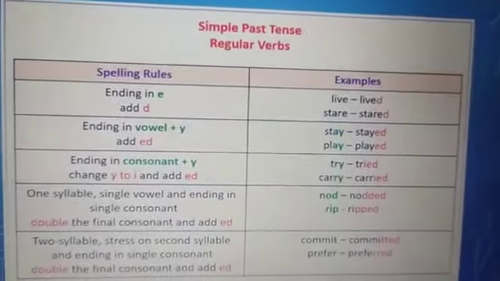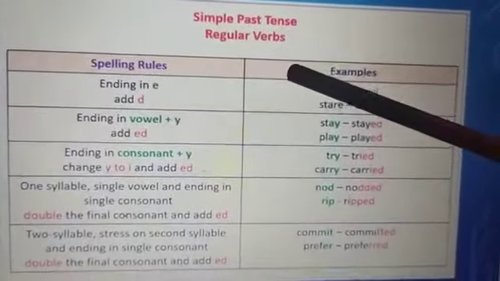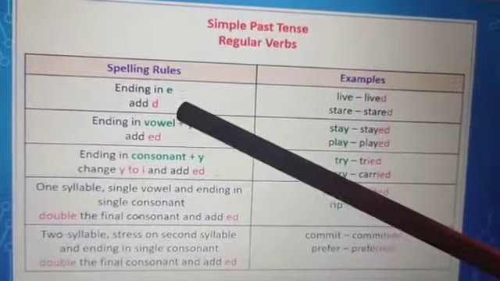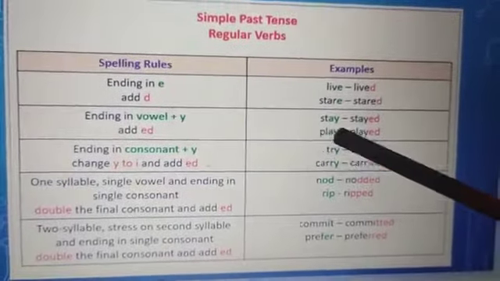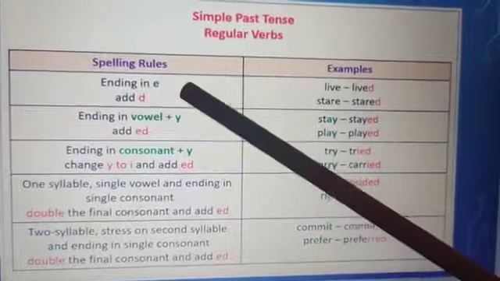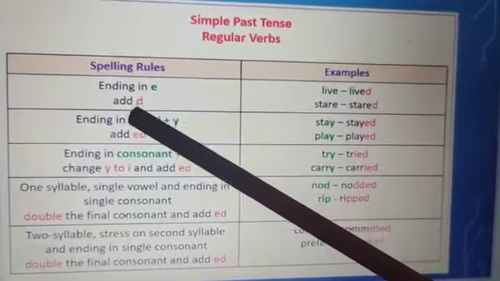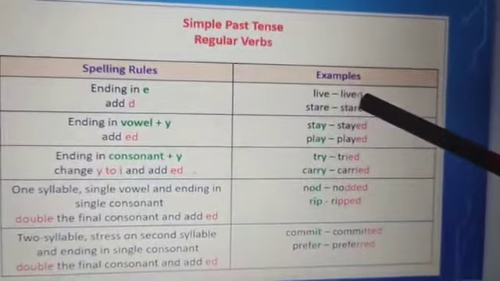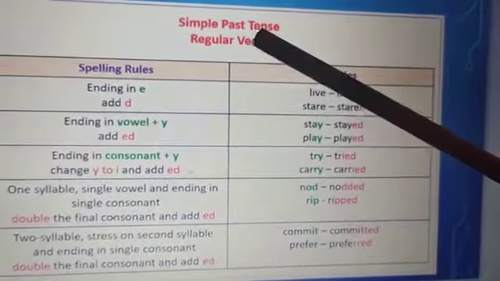So children, now I will teach you simple past tense regular verbs. How we change the verbs to simple past tense. What are the rules to be followed? Simple rules. Spelling rules. Ending in E, we add D. Whenever a word is ending in E, we only add D to change it to simple past tense.